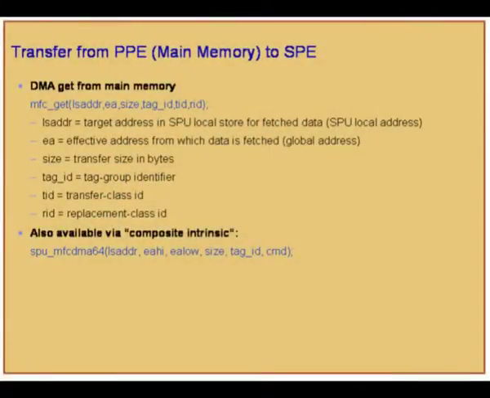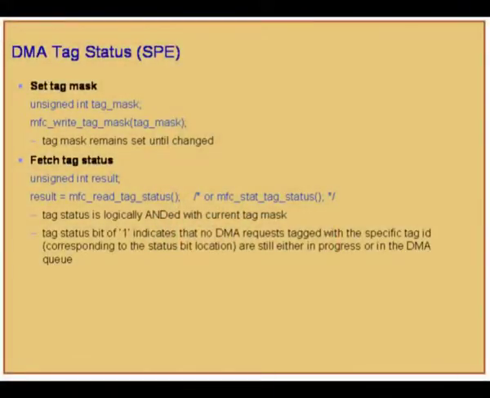That's a simpler API where you just specify the local store address, the effective address, the size, and usually these two fields are zeros. You can check the status of a DMA command with the read tag status command. And MFC write tag mask is the API to set the tag mask. Basically, a tag status bit of 1 indicates that no DMA requests tagged with that specific ID are still in progress. So basically, it has completed.